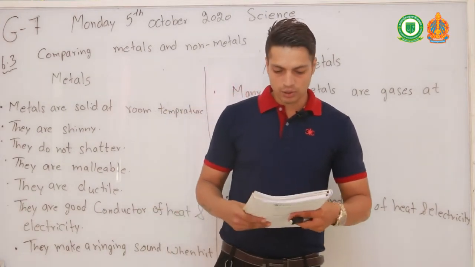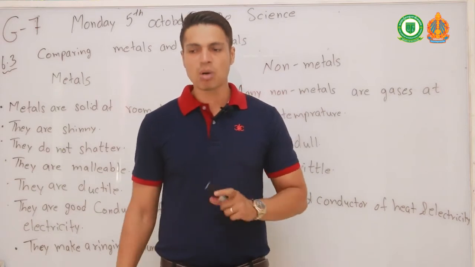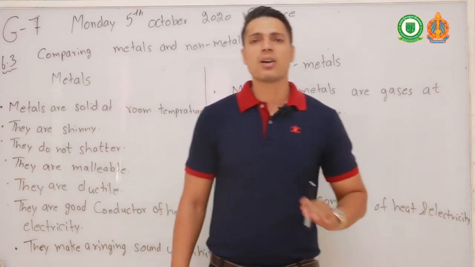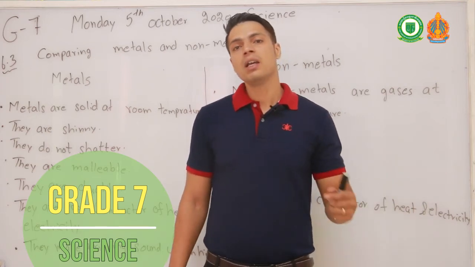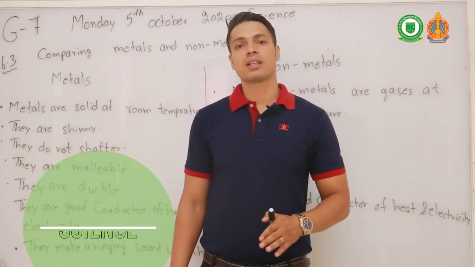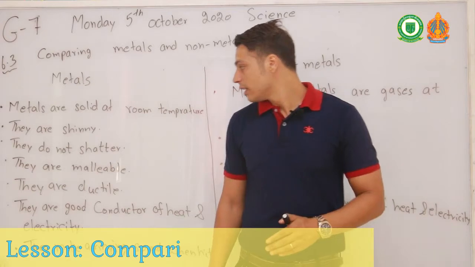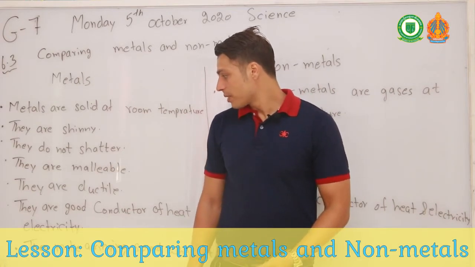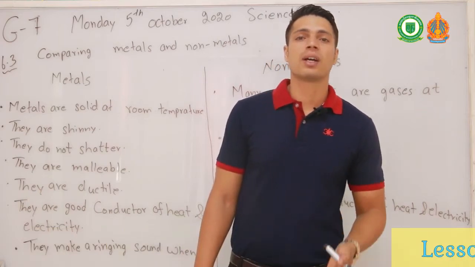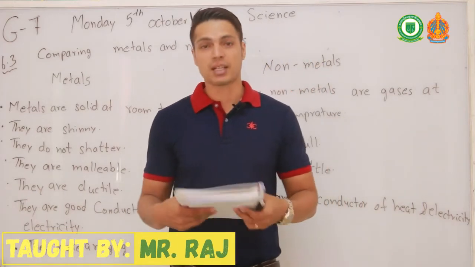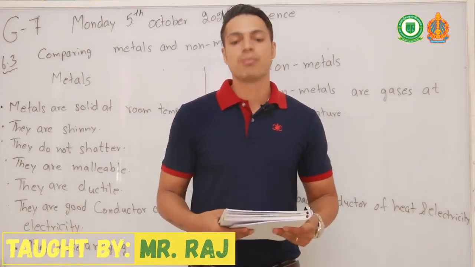And one more, mercury is the only metal that is liquid, but it is considered a metal. Why? Because it is a good conductor of electricity and it is shiny, and it is malleable. So that's why it is considered a metal, because it has some properties of metal.